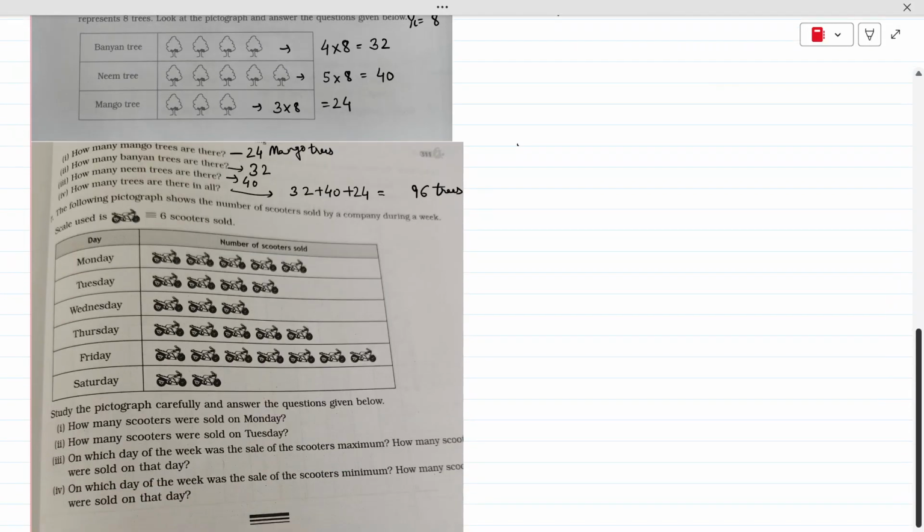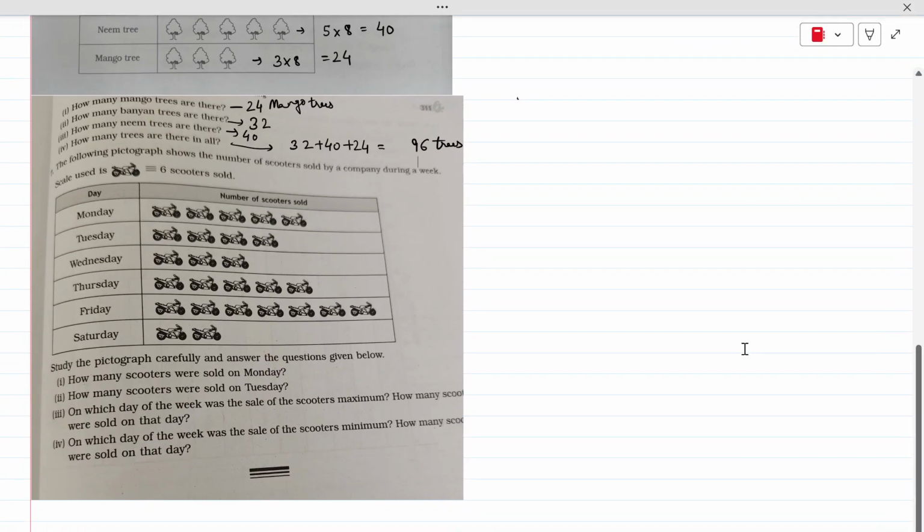And now we have the last question of this exercise. So let's see what it says. The following pictograph shows the number of scooters sold by a company during a week, where one scooter represents 6 scooters. It is given how many scooters were sold on each day. So here one scooter picture is representing 6 actual scooters sold.